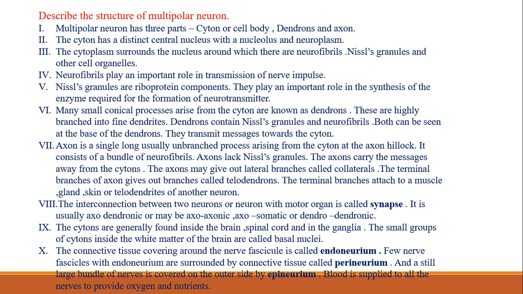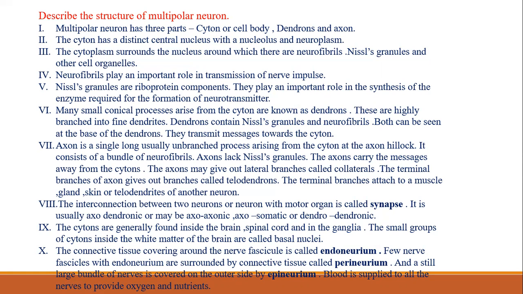Connective tissue covering around the nerve fascicle is called endoneurium. The connective tissue which covers the nerve is called endoneurium. A few nerve fascicles with endoneurium are surrounded by a connective tissue called perineurium.